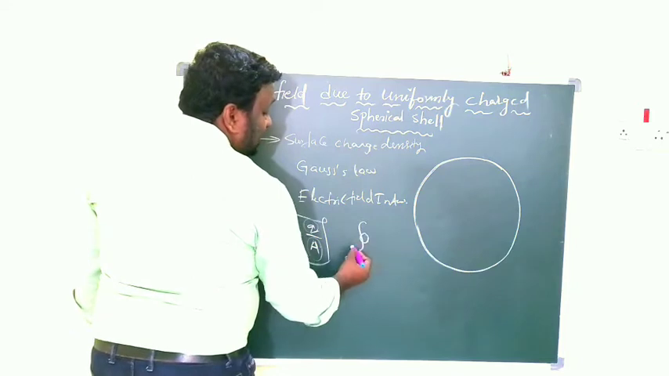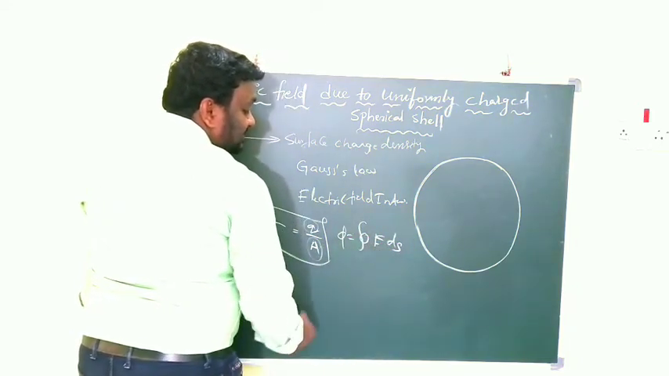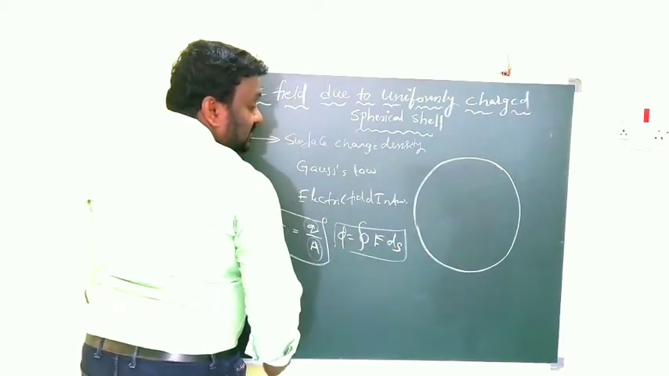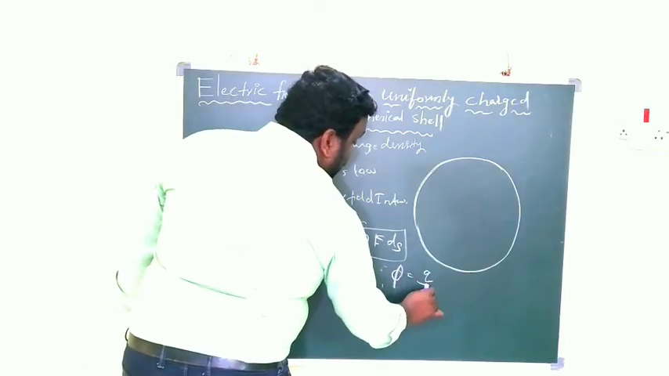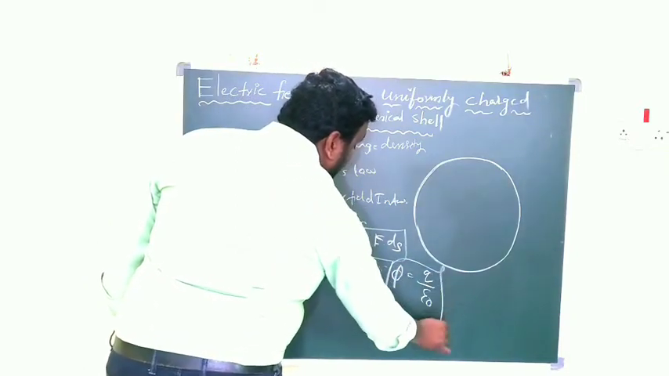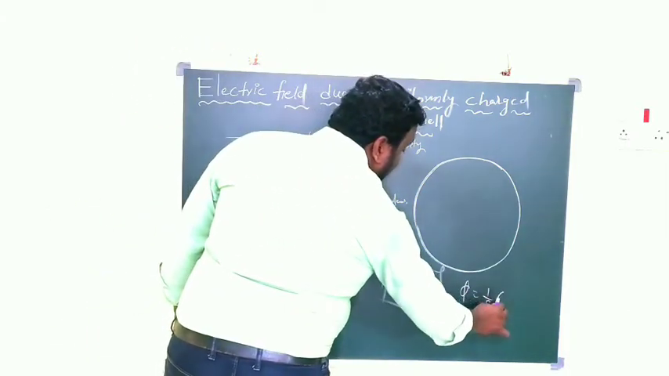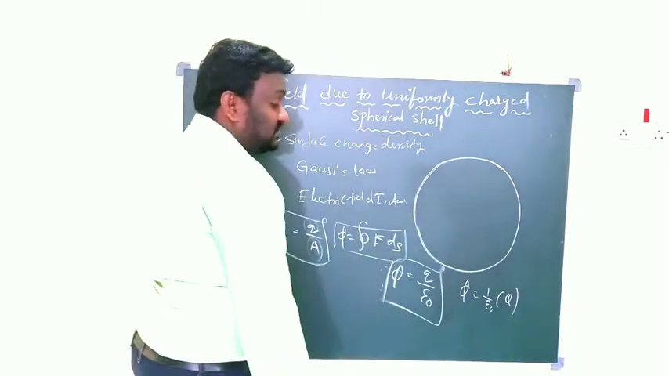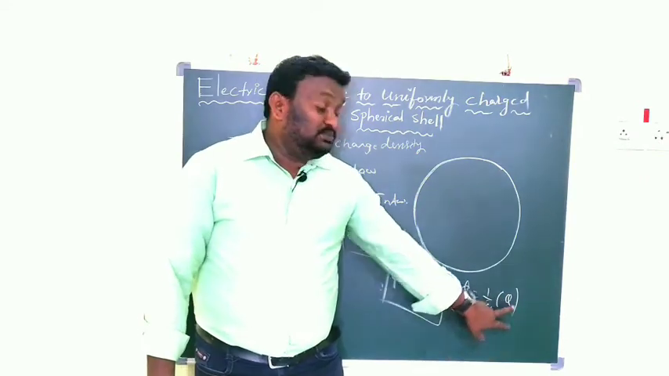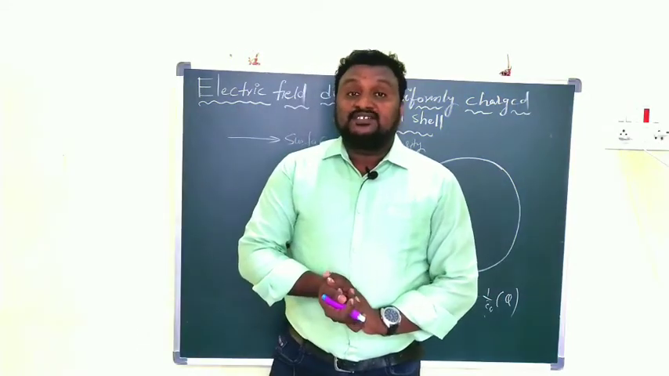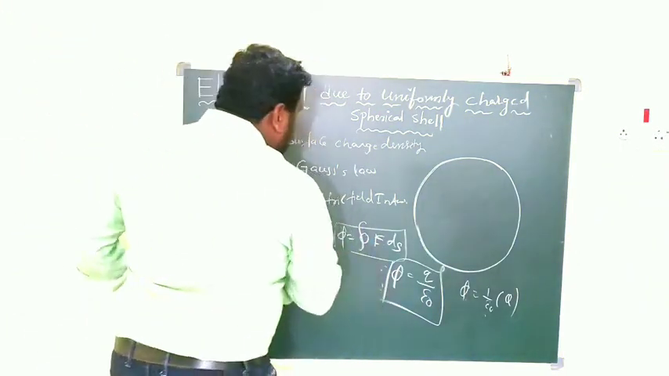Here the closed integral, phi is equal to closed integral E dot dS. This is the flux, and Gauss's law should be mentioned like this: phi is equal to Q by epsilon naught. That means the flux is 1 by epsilon naught times the net charge. This is phi, and this is 1 by epsilon naught times the net charge, where Q is the net charge. That is what we call Gauss's law.